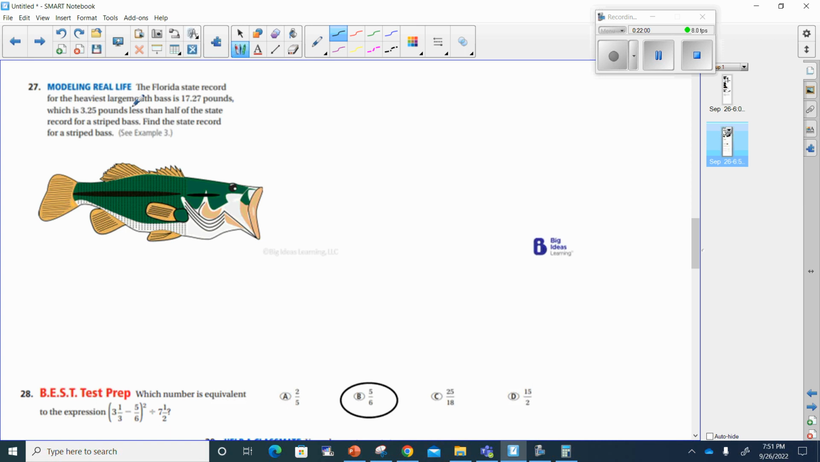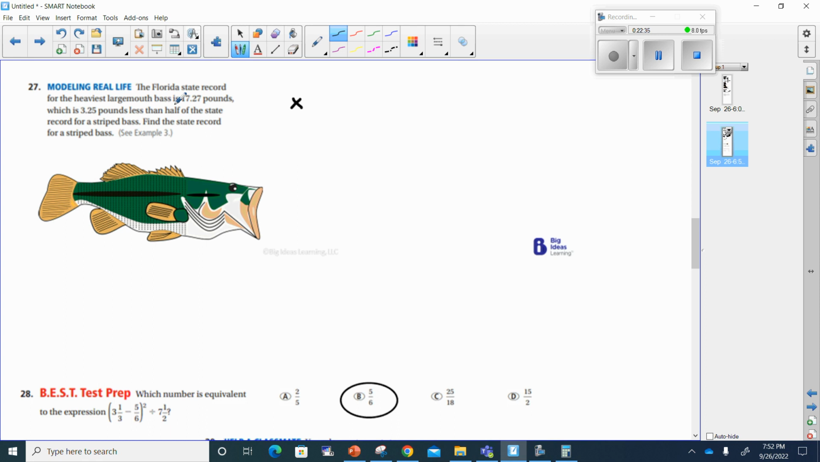The Florida state record for the heaviest largemouth bass is 17.27 pounds, which is 3.5 pounds less than half of the state record for the striped bass, okay? Find the state record for the striped bass. All right, let's set this up. First of all, we don't know what the state record is. That's X. That's what we're trying to find.